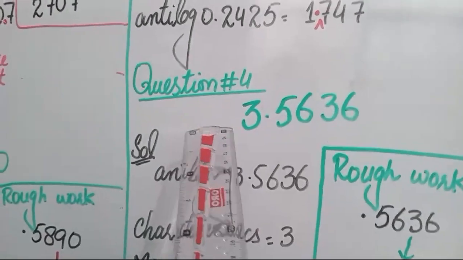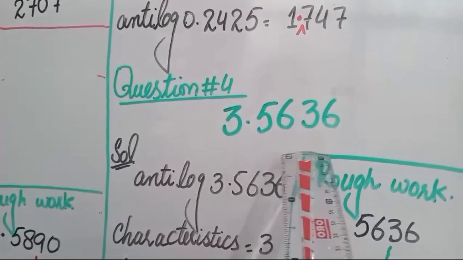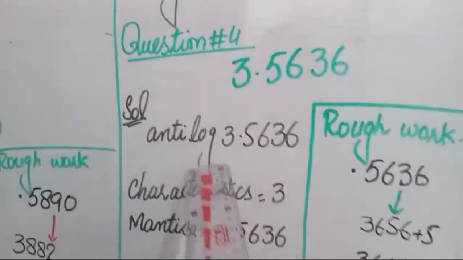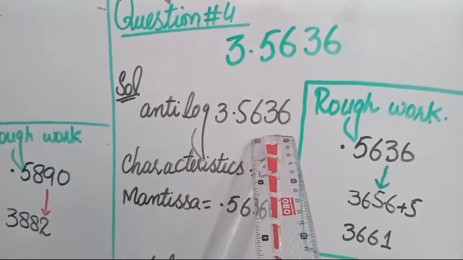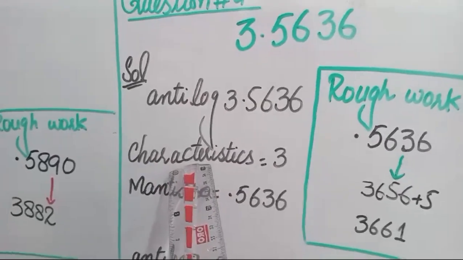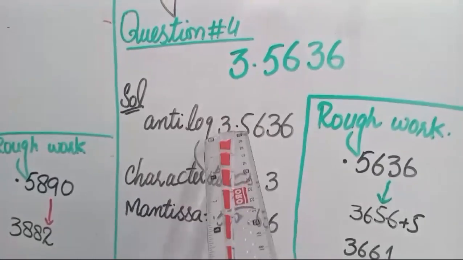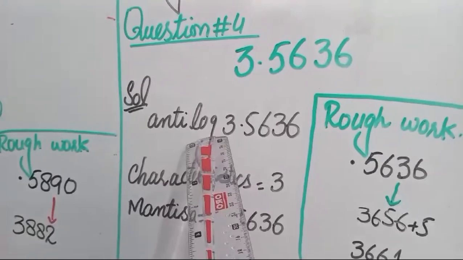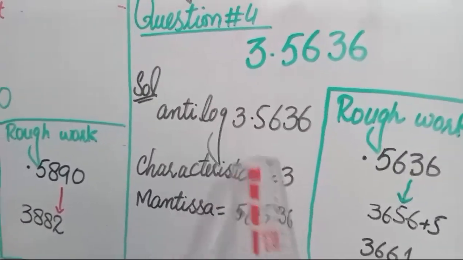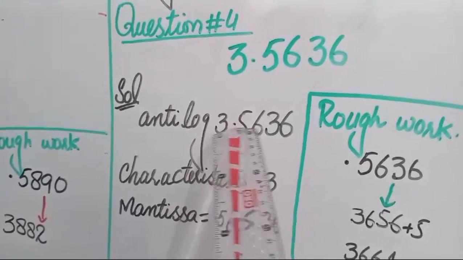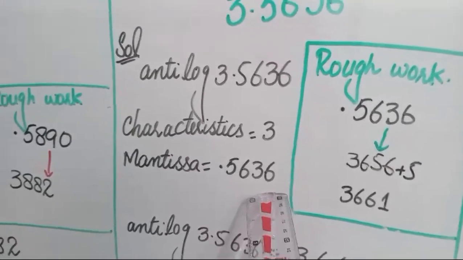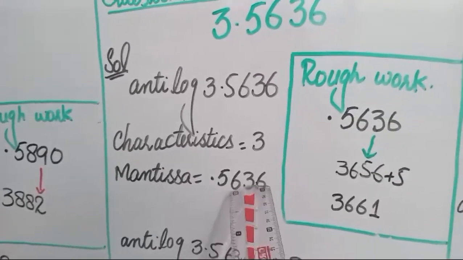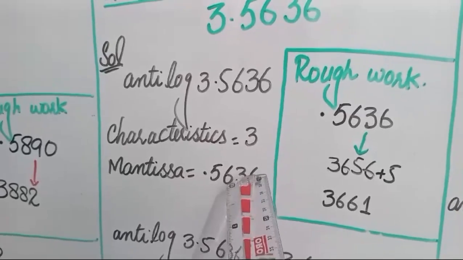Next is our question number 4, 3.5636. First of all, you have to write the antilog of this number. Next, you have to find the characteristic and mantissa. As I have already told you, the characteristic is 3, which is before the decimal point, and the mantissa is 0.5636, which is after the decimal point. It is the decimal part of the number.